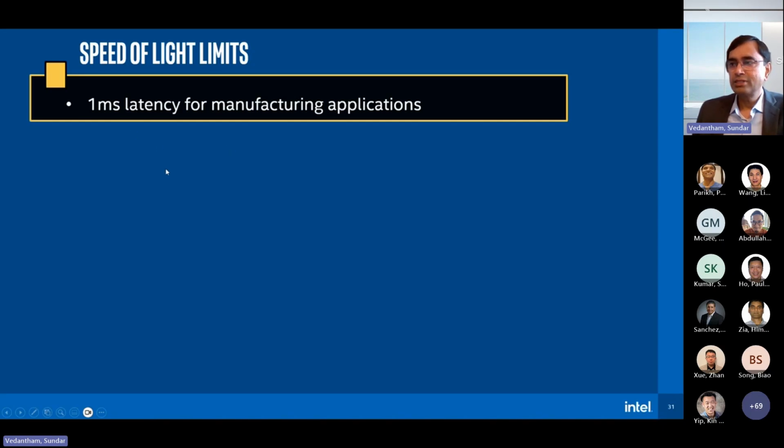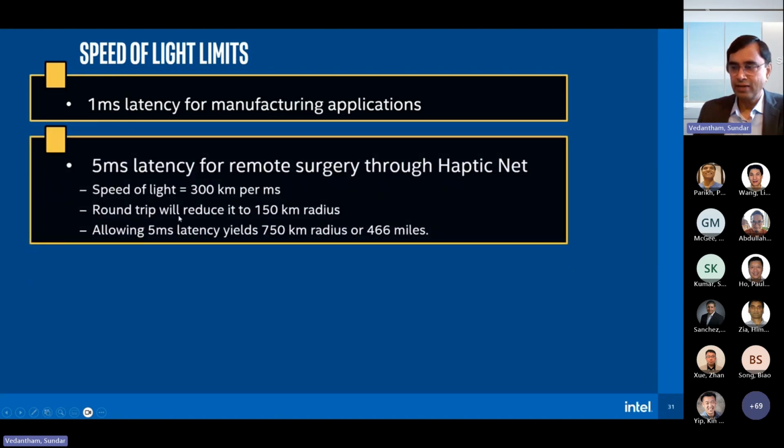And so what happens because of that? This is just my back of the envelope computation. For a manufacturing kind of application, you need about 1 millisecond latency. But for most other things, the 5G standard is more like 5 millisecond latency, for remote surgery, etc. So if you take the speed of light, that's about 300 kilometers per millisecond. Since we are talking about round trip, you need to go there and then come back.